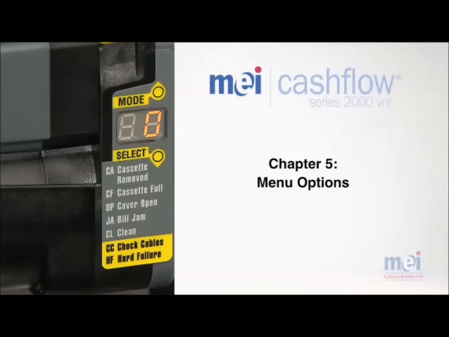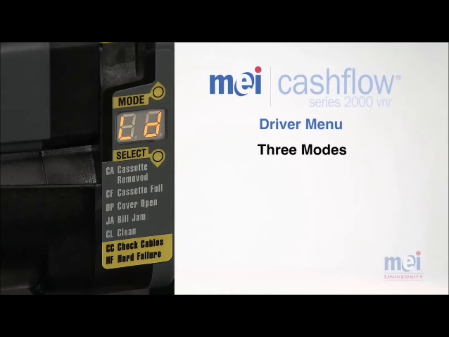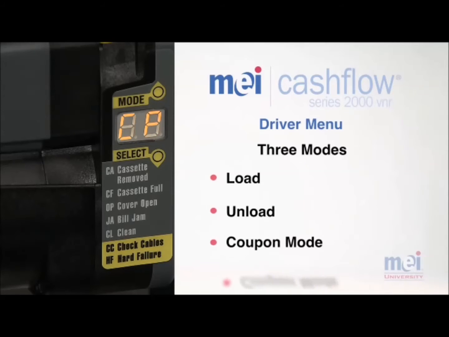Chapter 5. Menu Options. There are 2 types of menus. One menu is for drivers to navigate, and the other is for a technician or setup person. Driver menu. There are 3 menu options or modes available on the recycler for the driver, which are depicted on the 2-character display. These modes are Load, Unload, and Coupon mode.